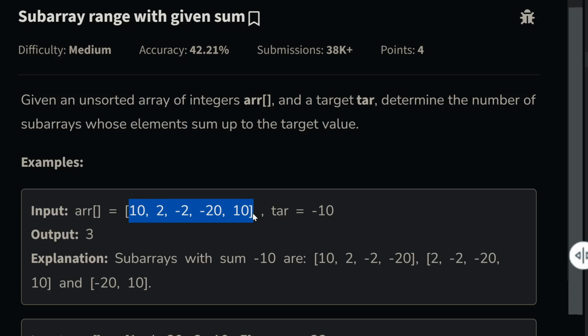So we have this test case. In this test case, the first subarray with sum minus 10 is this array. If you sum up all the elements in this subarray, the answer will be minus 10. Another is this, which means minus 2, 2, minus 2, then minus 20 and 10. Its summation is also equal to the target value. Then the next subarray is this. So in total we have 3 subarrays. So the answer is 3.